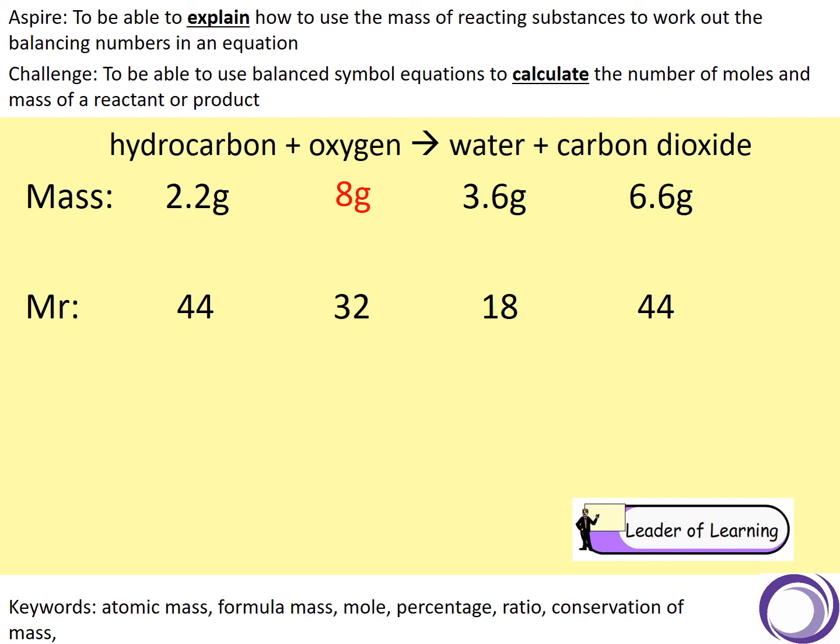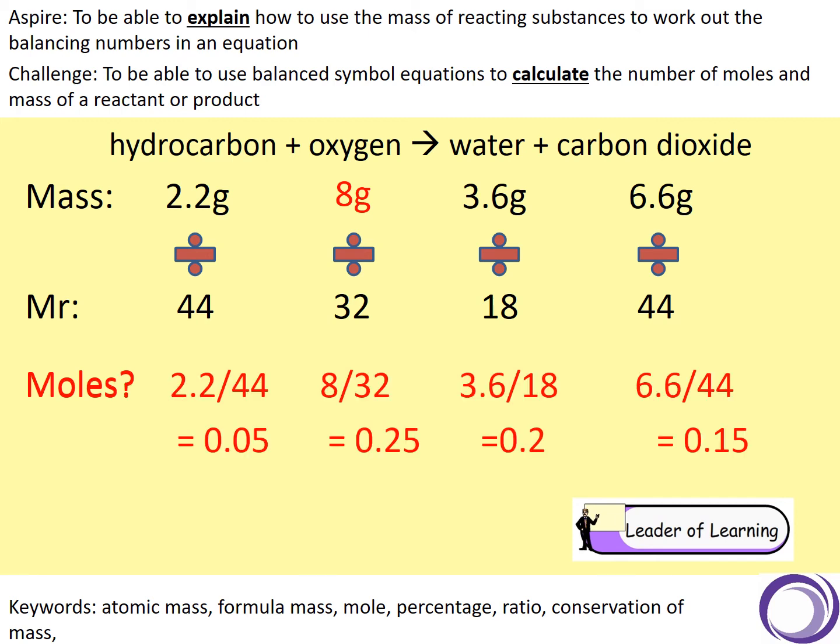We can write down the molecular masses of the chemicals as we know them, and then we simply work out the moles by dividing the masses by their formula masses. And what we should end up with there is 0.05, 0.25, 0.2 and 0.15. Now we want those converted into whole numbers, so therefore our ratio is a 1 to 5 to 4 to 3 ratio. And those are the numbers that we would need to balance our equation.